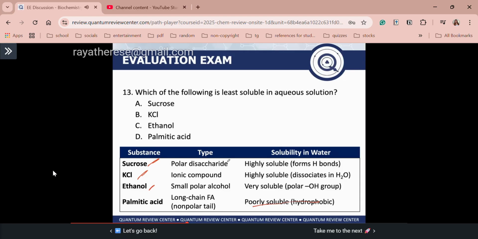Sir, letter D is the answer, no? Yes po, this is poorly soluble because of its hydrophobicity. Again, palmitic acid is hydrophobic. Okay, for number 13, our answer is letter B.